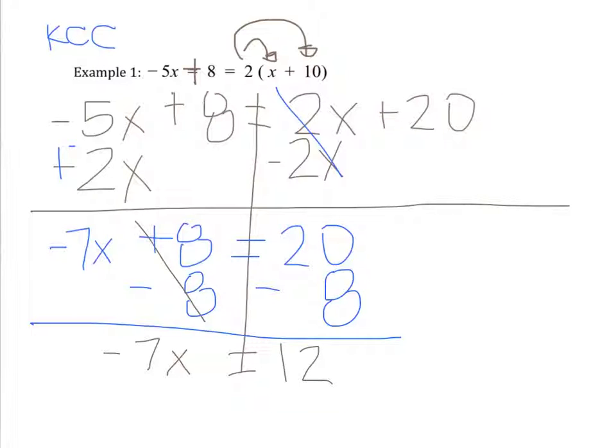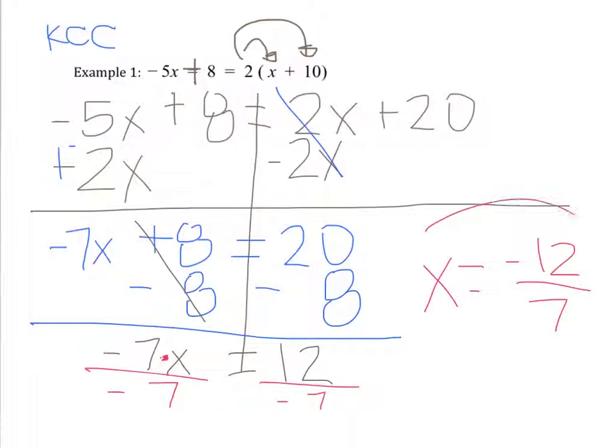Remember, when you have a number next to a variable, that really means multiplication. Remember, we're in 8th grade now. I'm going to show us doing the inverse of multiplication with a fraction line. Division. I'm going to divide each side by negative 7. So I'm going to get x equals negative 12 over 7. Yes, your answer is a fraction. Yes, your answer is negative, and that is okay.